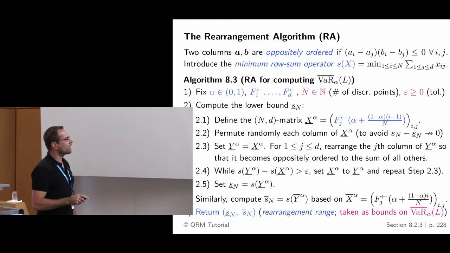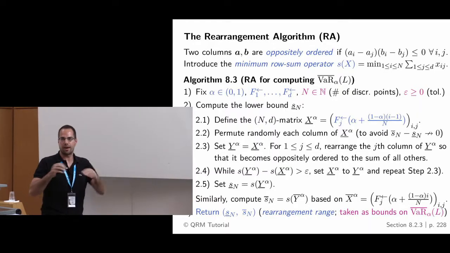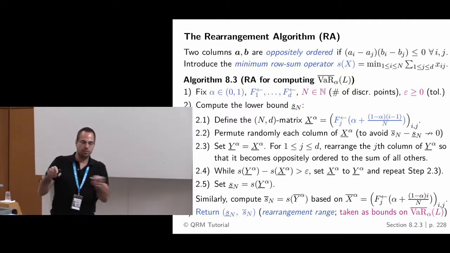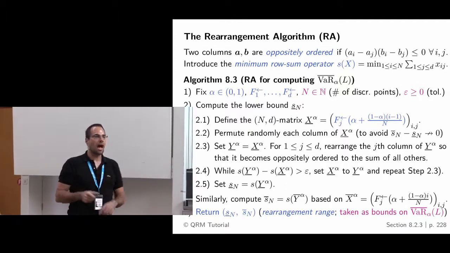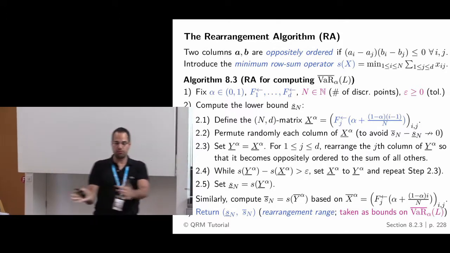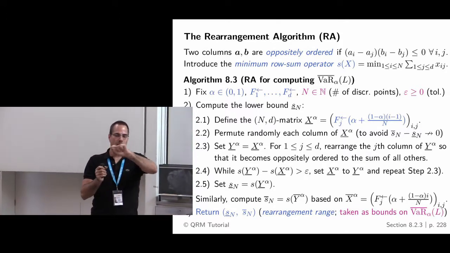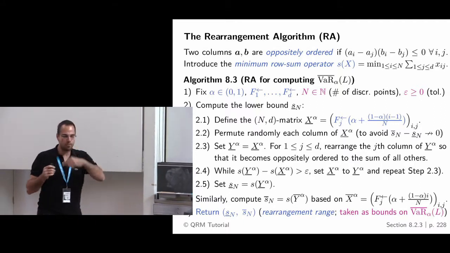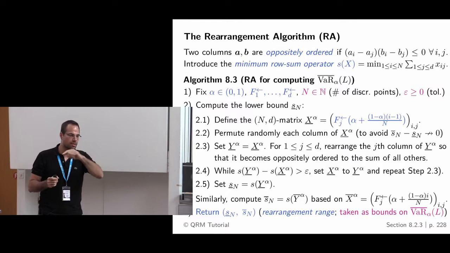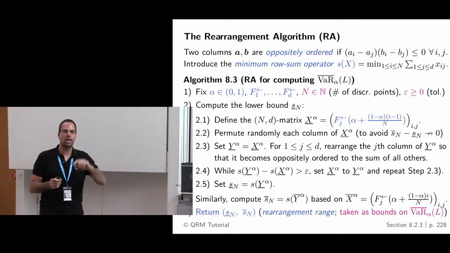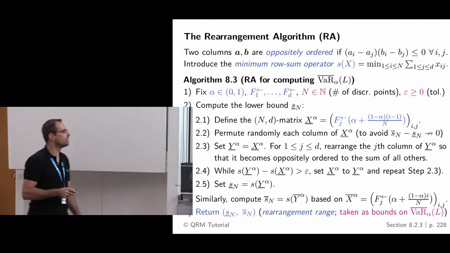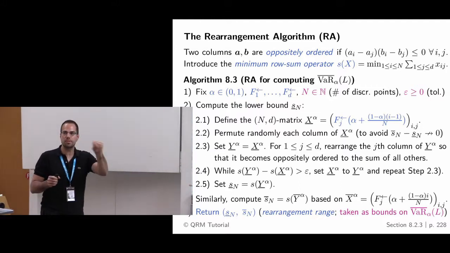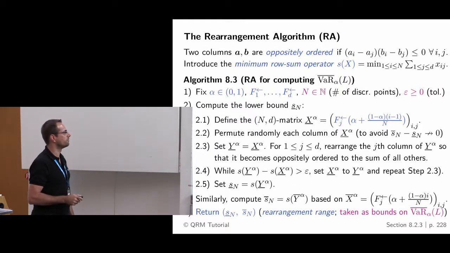And so I do that essentially until I satisfy it. After rearrangement over all of the columns, I then look at this newly rearranged matrix, and I compute the new minimal row sum. And I do that whole procedure, going through the whole matrix every time I compute the minimal row sum, until that minimal row sum doesn't change too much anymore. That's the ideal. You can also do it until all columns are oppositely reordered with respect to the sum of all others. That would be even stricter.